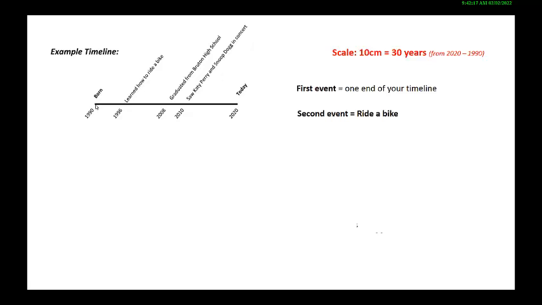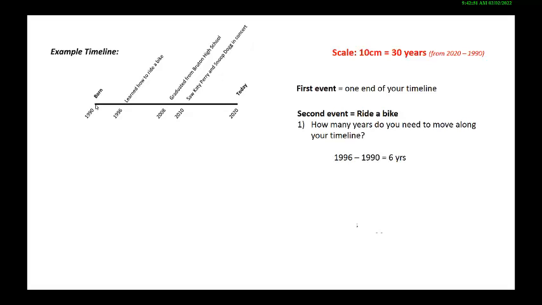All right, so our second event is learning to ride a bike. The first thing that we want to think about here is how many years do we need to cover on this timeline? To figure that out, we're just going to look for the difference between the event, which is 1996 when I learned to ride a bike, and 1990, which was when I was born. So the difference between those is 6 years.